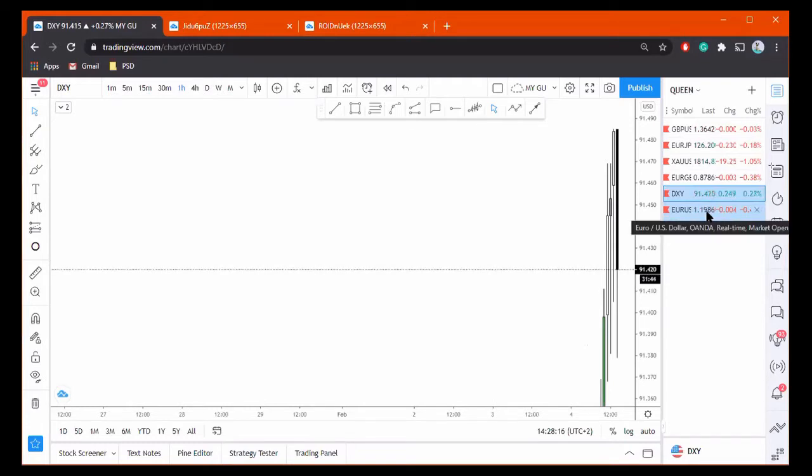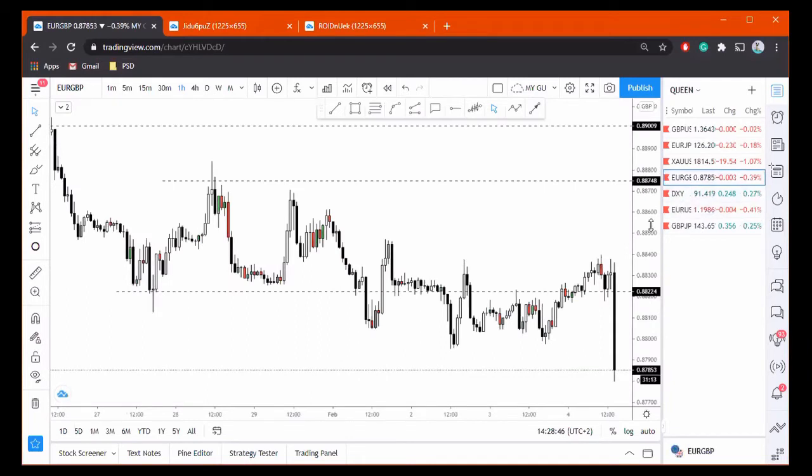We're going to revisit trend lines and support and resistance. All right. We use GBP USD.